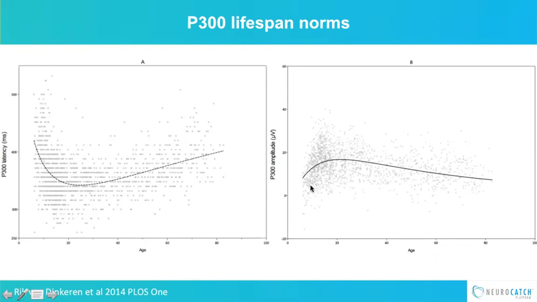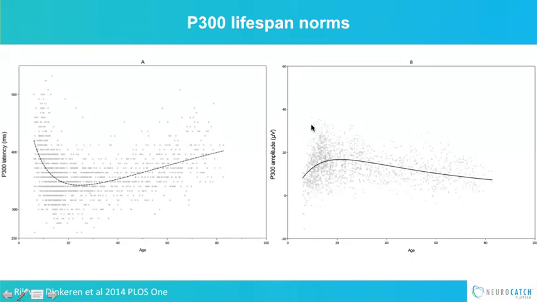It's a very similar function for amplitude. So if we go over to the right and we're looking at amplitude, again, you can see that when we're young, we have a smaller P300, and then our larger P300 comes around our 20s. And then as we age, our P300 amplitude reduces.